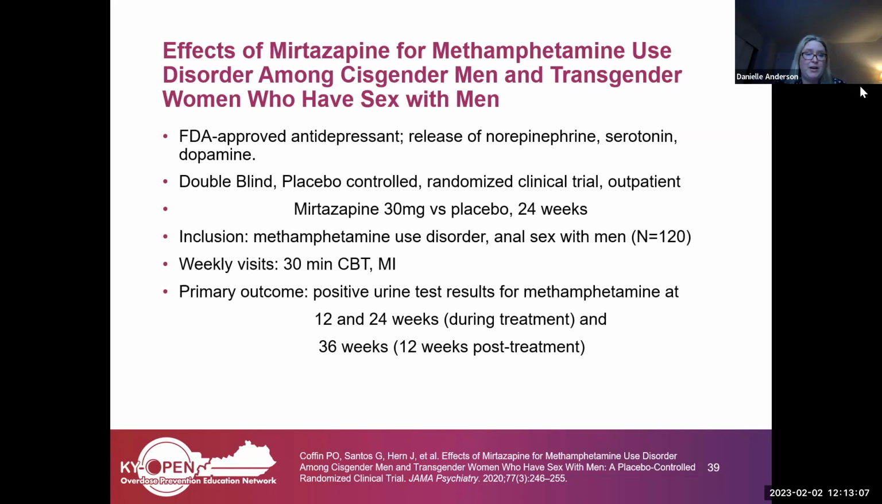Mirtazapine, like we just talked about, is an FDA-approved antidepressant involved in the release of norepinephrine, serotonin, and dopamine. Those are the neurotransmitters we've heard a lot about in the reward pathway. This was a double-blind, placebo-controlled, randomized controlled trial, and patients either received mirtazapine 30 milligrams or a placebo for 24 weeks. They also included 30 minutes of cognitive behavioral therapy or motivational interviewing per week. And then the primary outcome was looking at urine test results for methamphetamine at 12 and 24 weeks while they were still being treated, and then at 36 weeks, which was after the treatment ended.